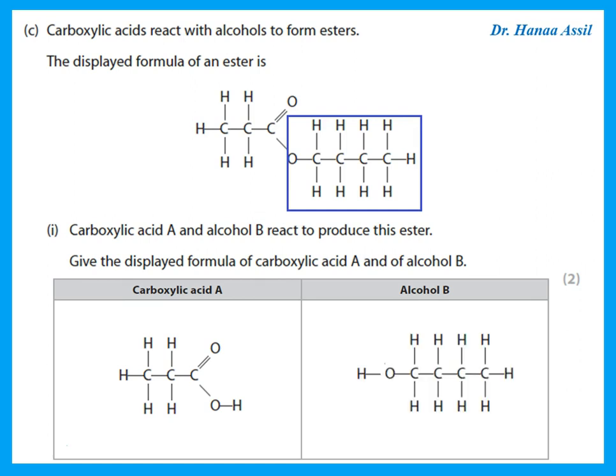So which alcohol is this? Obviously this is the alcohol that has the 4 carbons, and then you add OH. Remember that you cannot put the H in the middle. It has to be O attached to the carbon, and then the H is on one end.